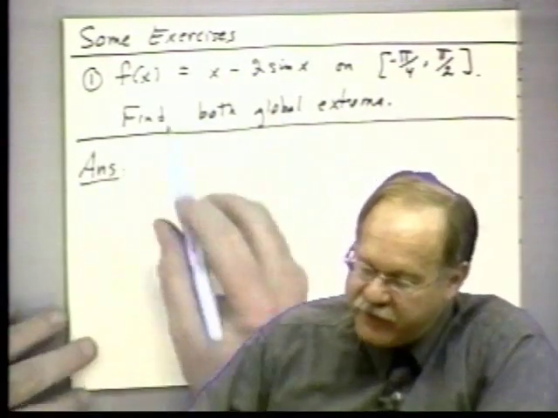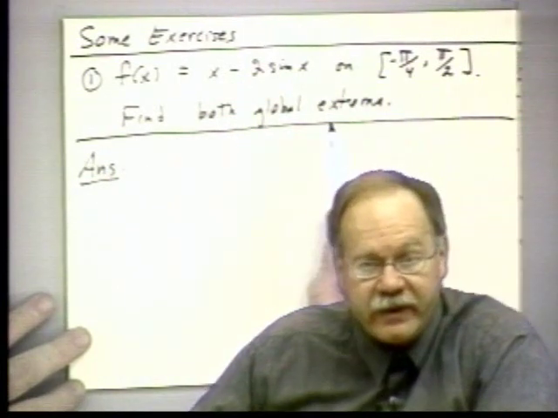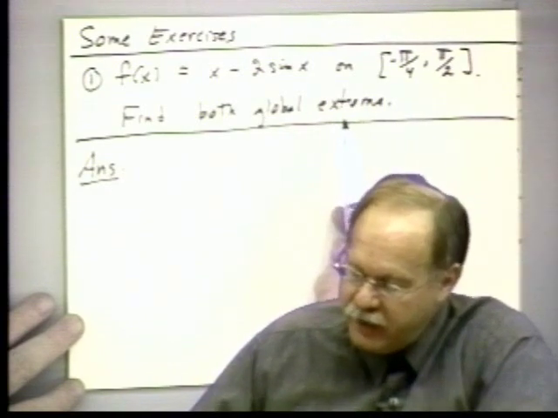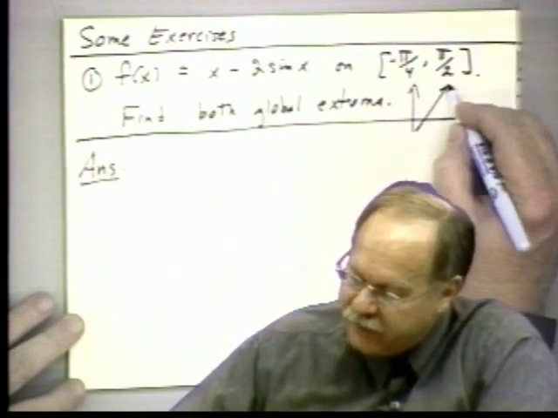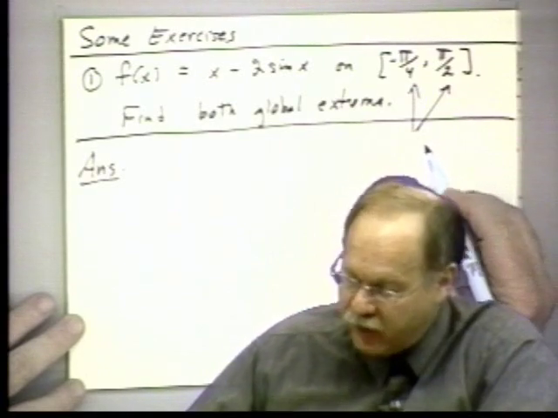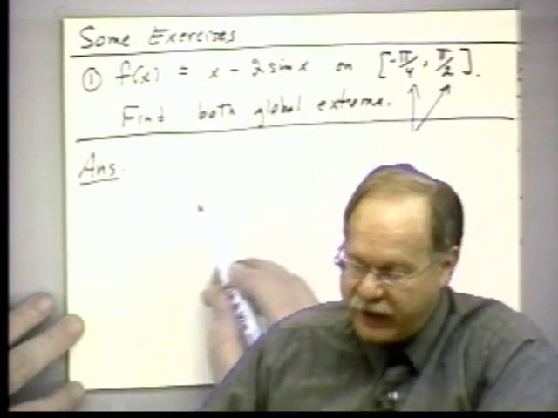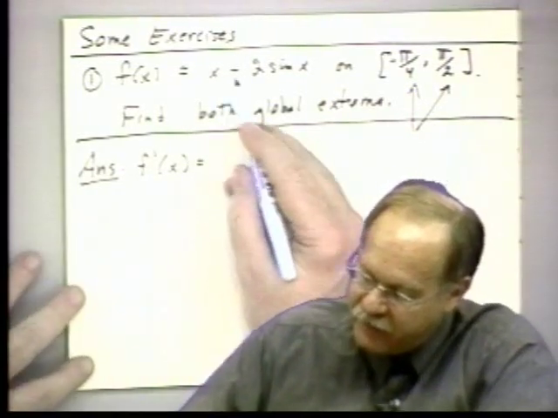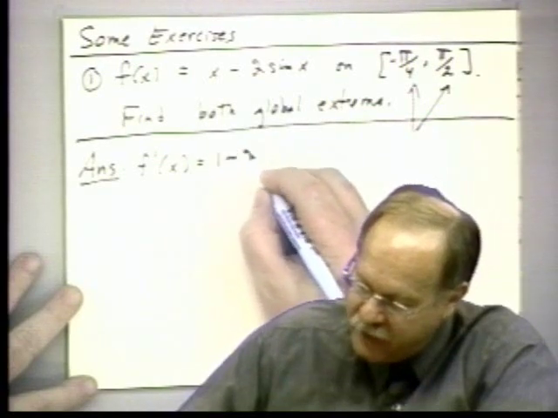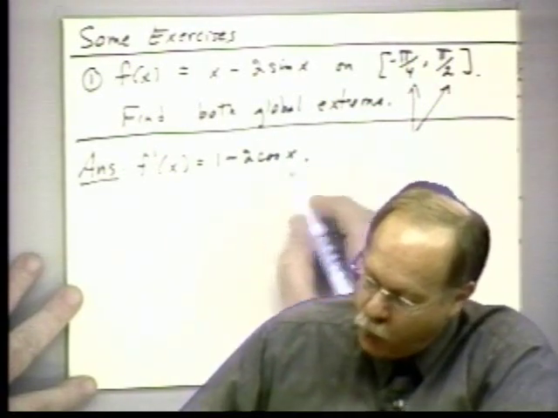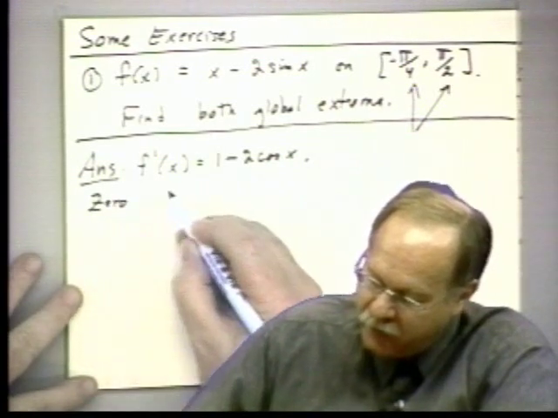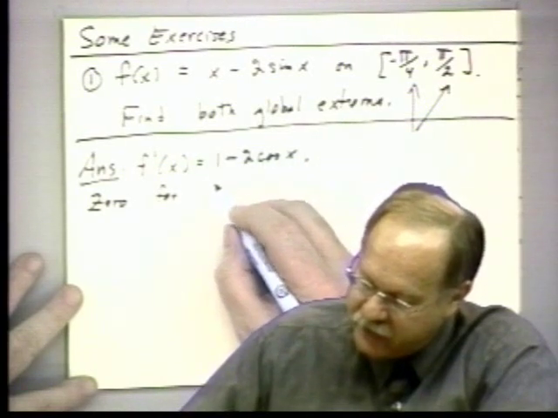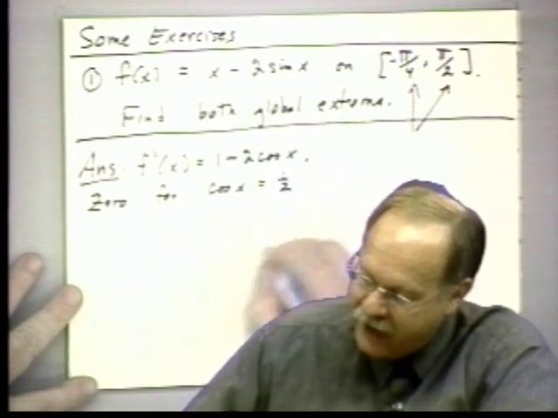As I said, this function is continuous on a closed interval, so we're guaranteed to get both a global maximum and a global minimum. Where might they occur? Well, they might occur at either one of the endpoints or at critical points. So, since the endpoints are right here in front of us, let's find out what the critical points are by finding the first derivative. The first derivative of x minus 2 sine x is 1 minus 2 cosine x. When will this be 0? This will be 0 when 1 minus 2 cosine x equals 0, which means cosine x would be equal to 1/2.